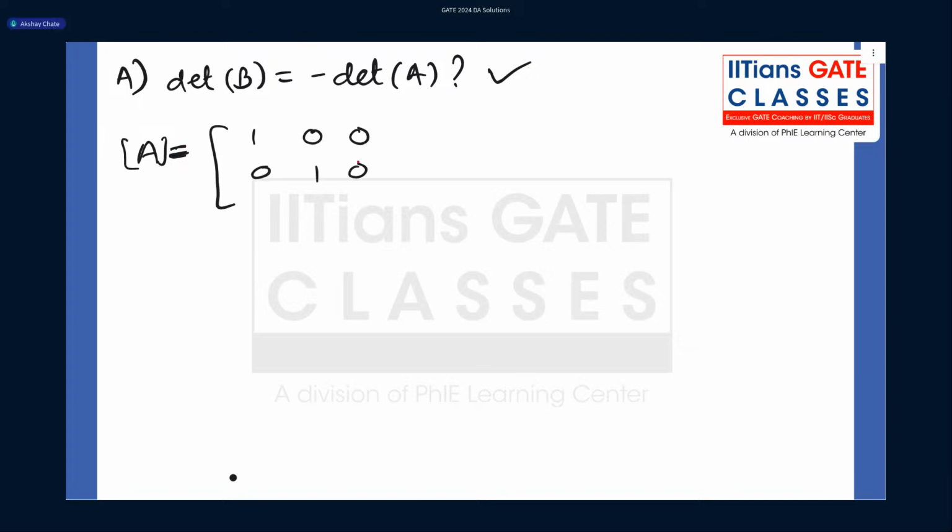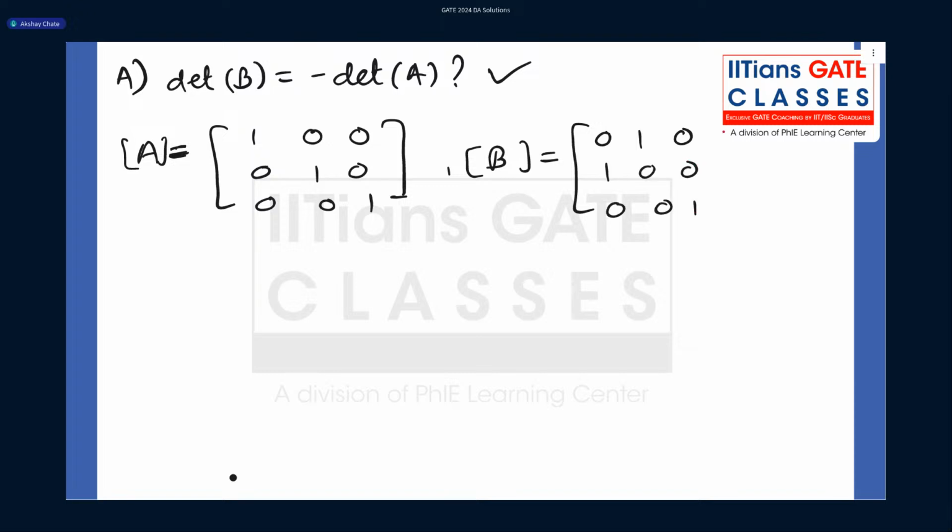Let's say 0 1 0 0 0 0 1. Why identity matrix? Because it's simpler. The calculations become simple. Then you swap any two rows. Let's say I swap second and first. So this becomes 0 1 0 1 0 0 and 0 0. Third row remains same. If you do this, this is what the question is saying, right?